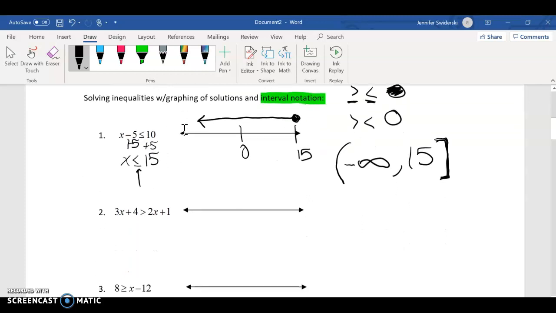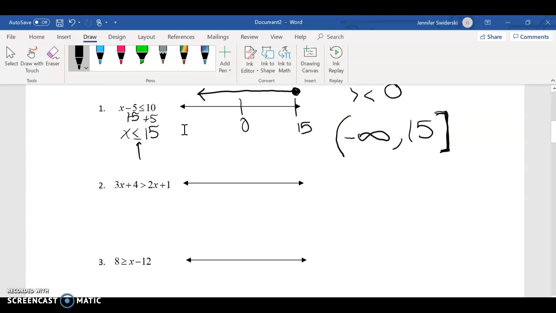Let's try number 2. So let's solve for the variable like we typically would. All right, I'm going to subtract my 2x on both sides.